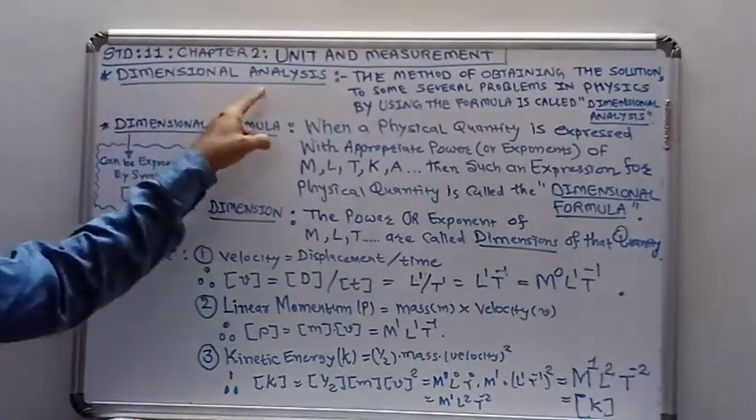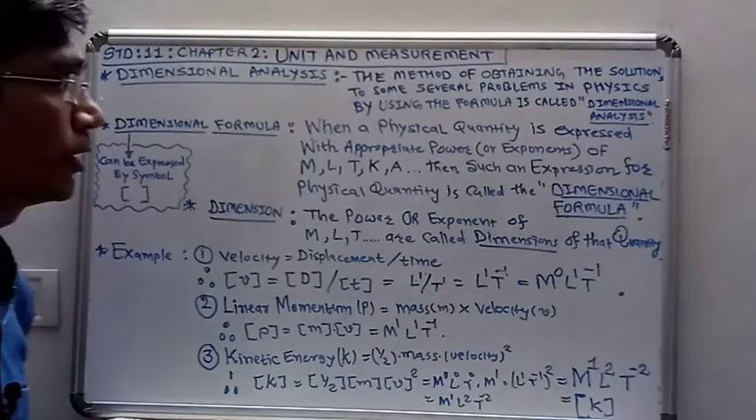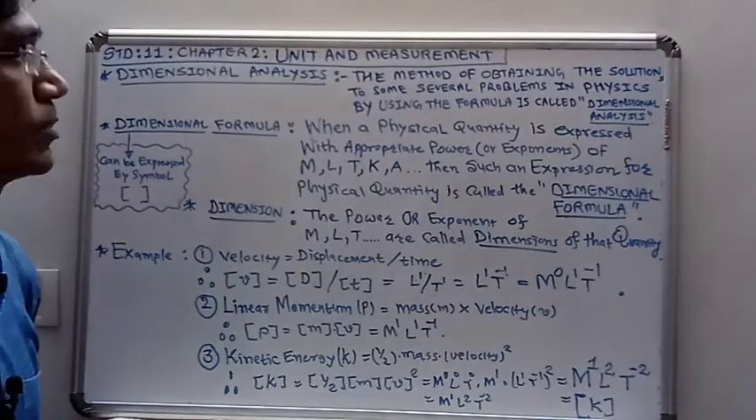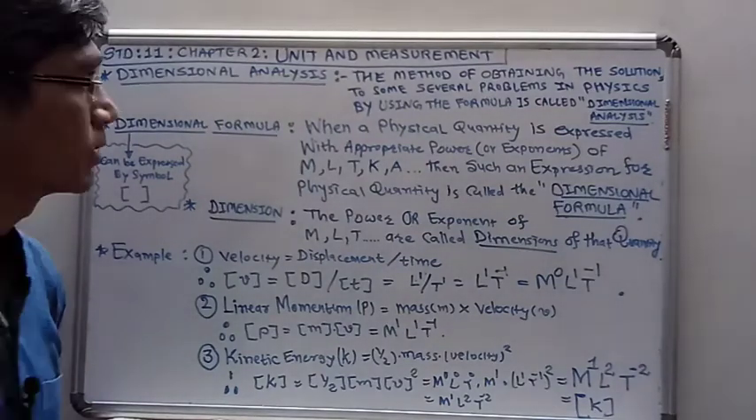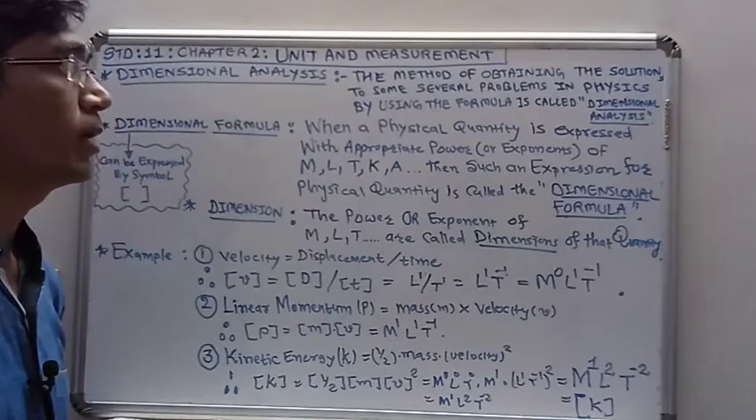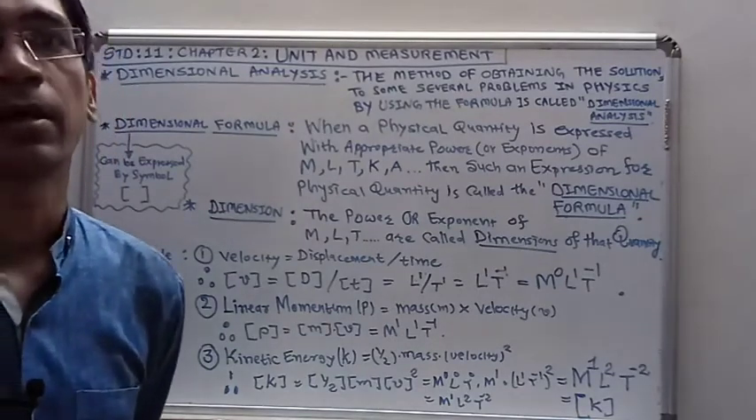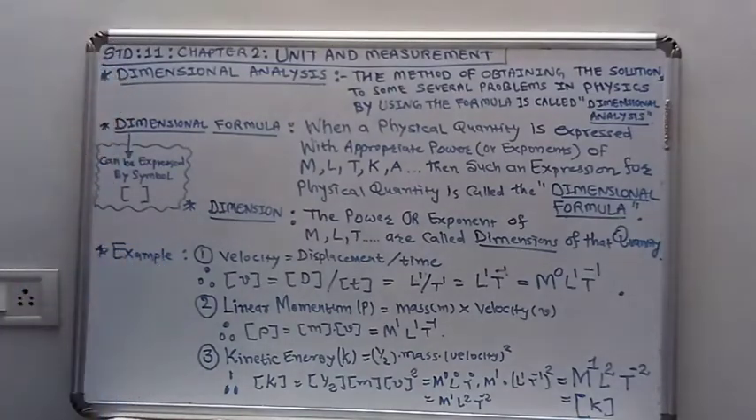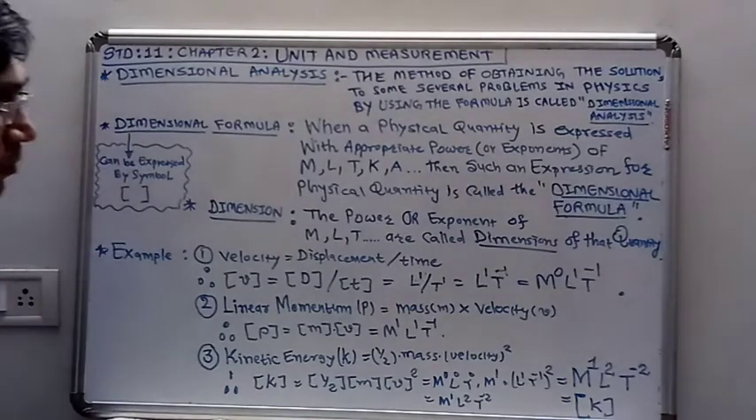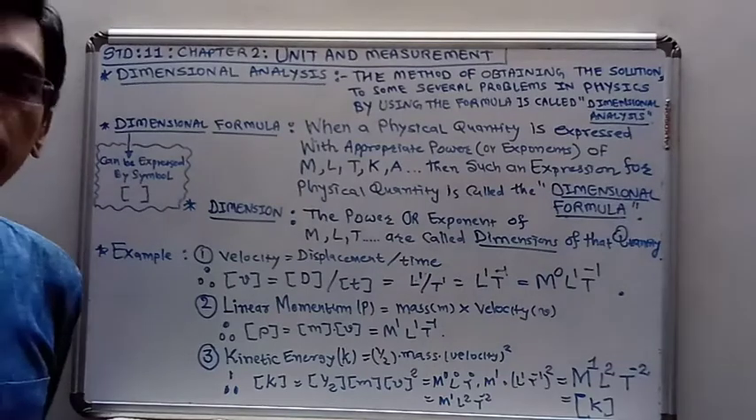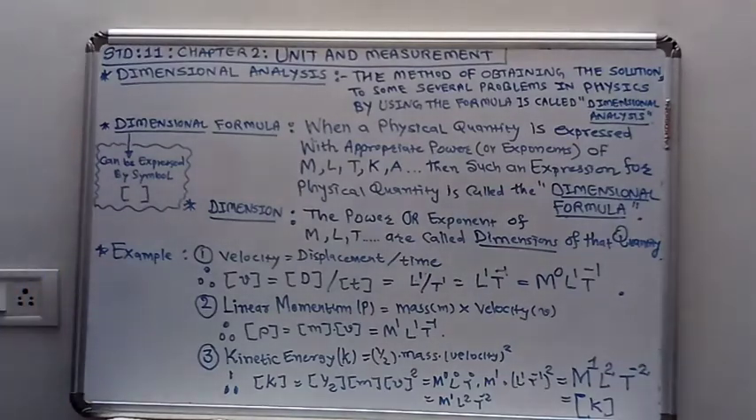Dimensional analysis is the method of obtaining the solutions to several problems in physics by using the formula. So dimensional analysis is one type of method to obtain the solution of a problem of physics by using the dimensional formula, that is known as dimensional analysis.